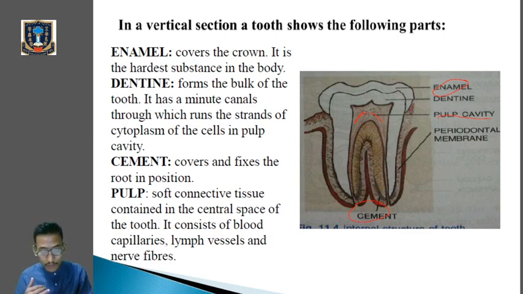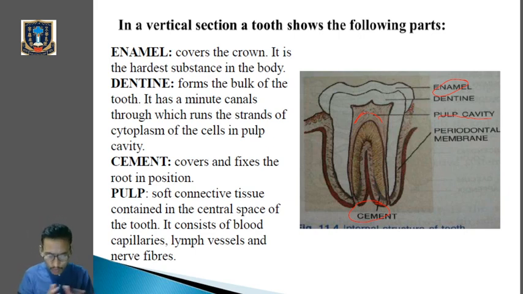Then the pulp, which is the soft connective tissue contained in the pulp cavity or central cavity. It consists of blood capillaries, blood vessels, and nerve fibers, which continue below through the opening of the pulp cavity at the base of the root. Whenever the pulp is infected or damaged, we start having toothache.